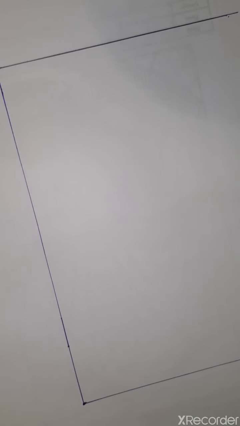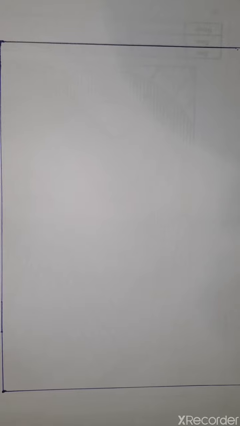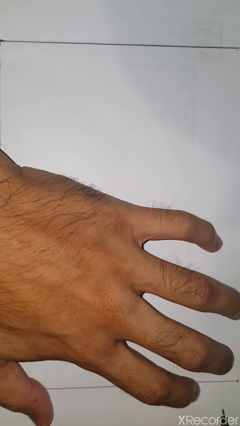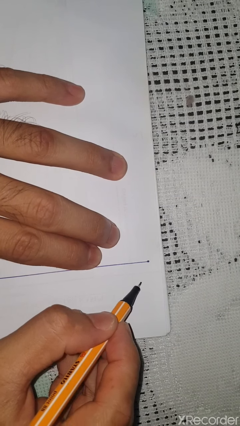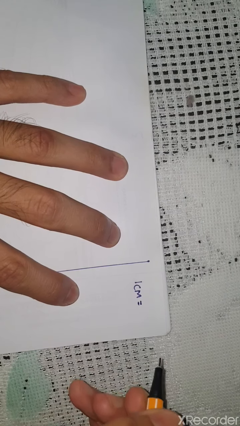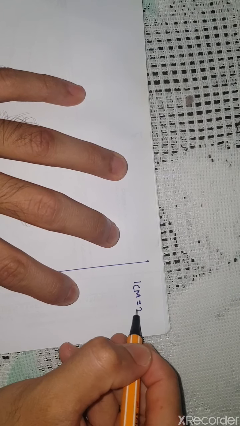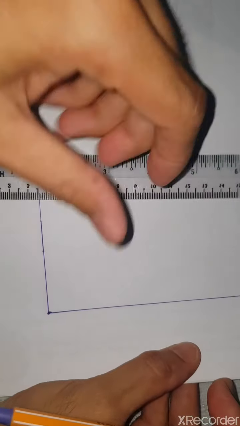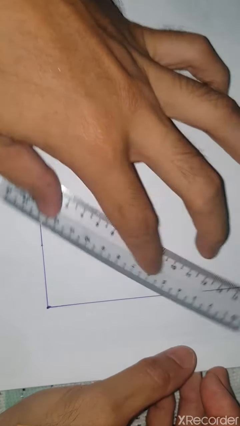Okay, so make a scale. As I already told you, the scale is 1 cm is equal to 200 meters. So make a size scale.